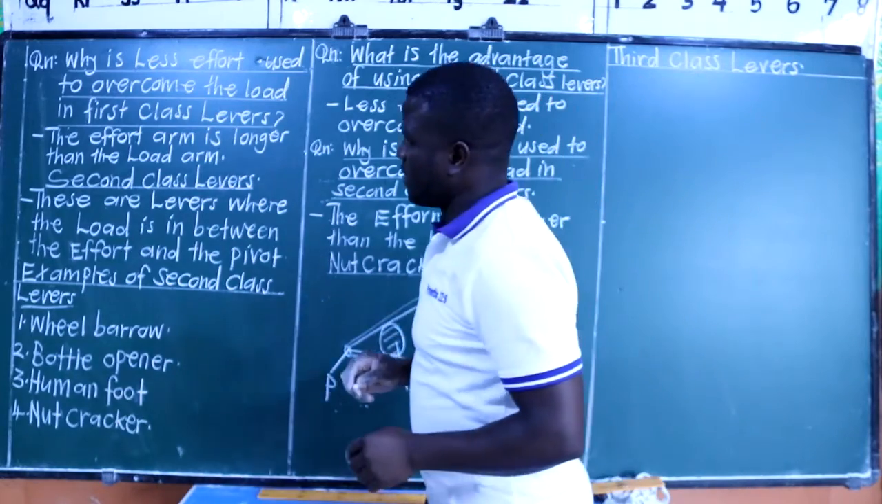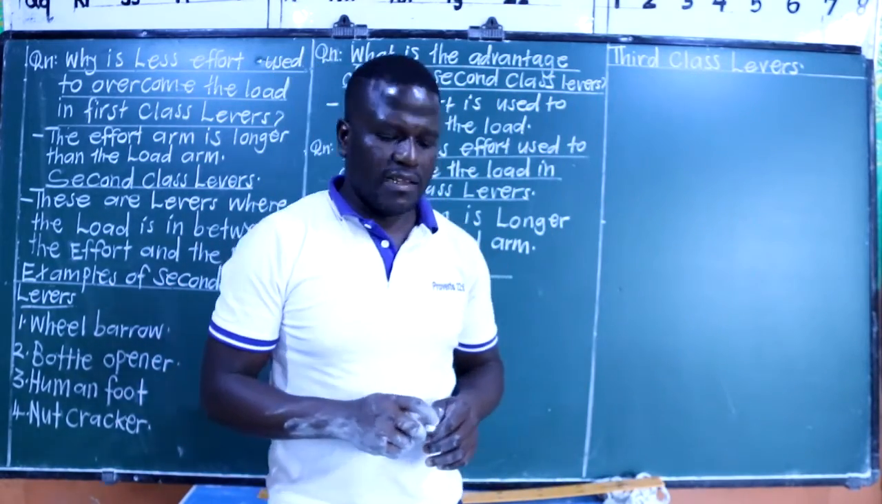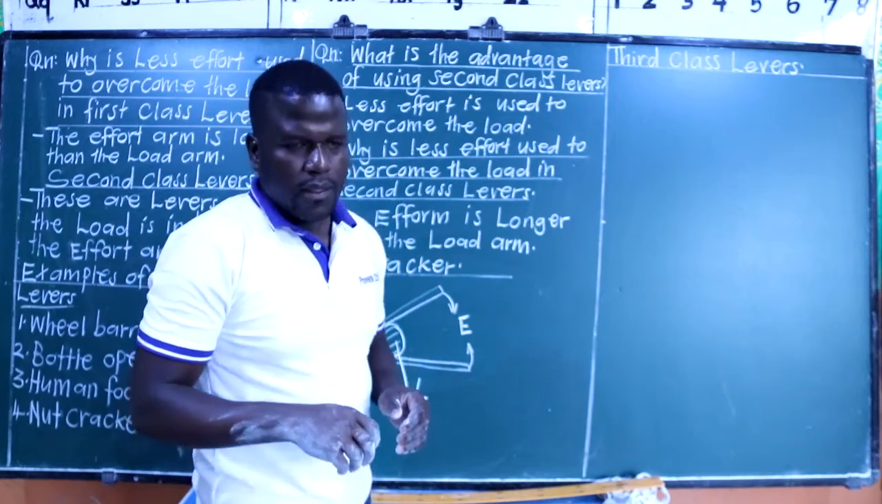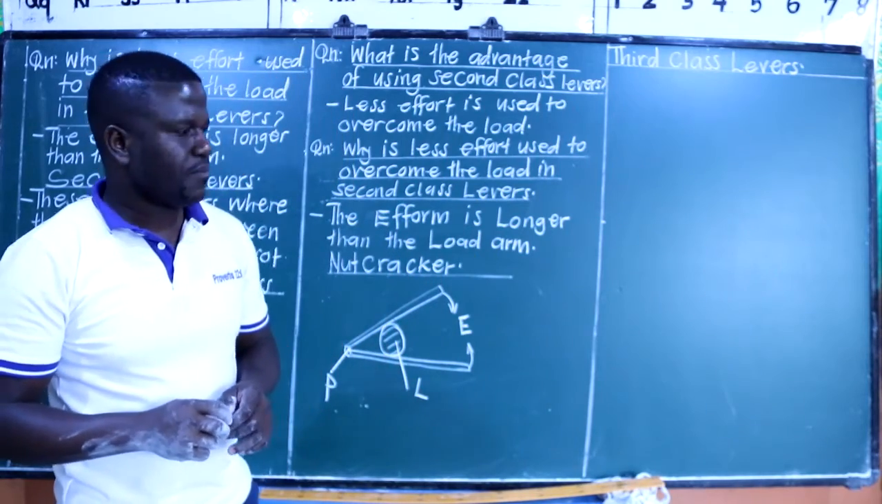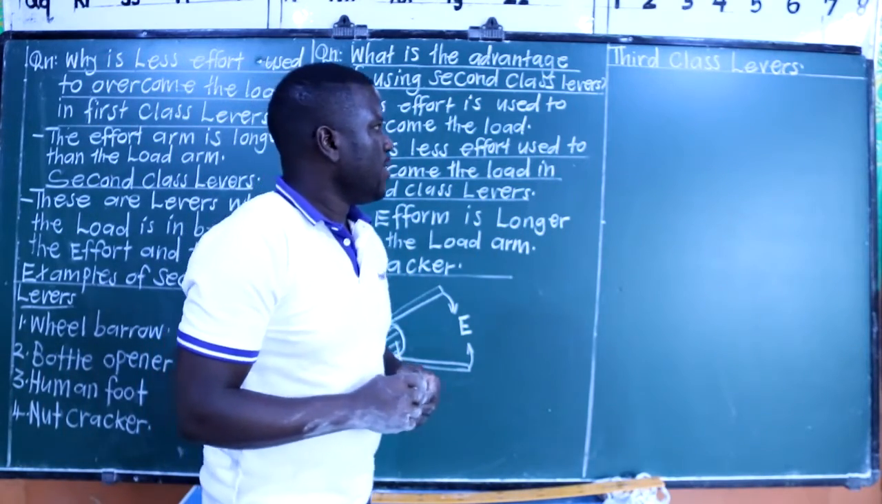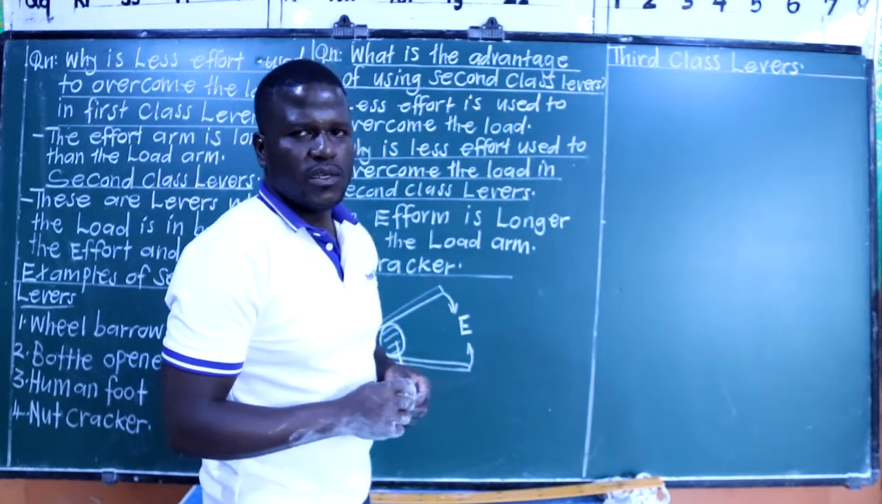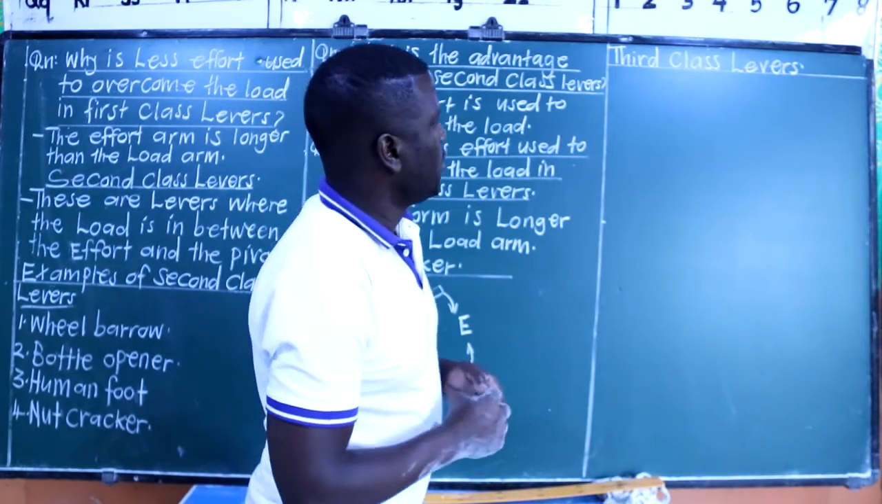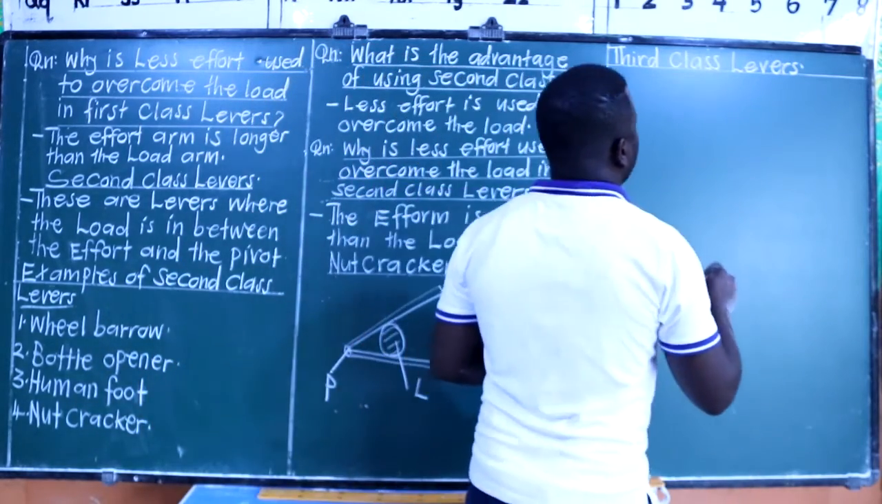Third class levers are levers where the effort is in between the load and the pivot.